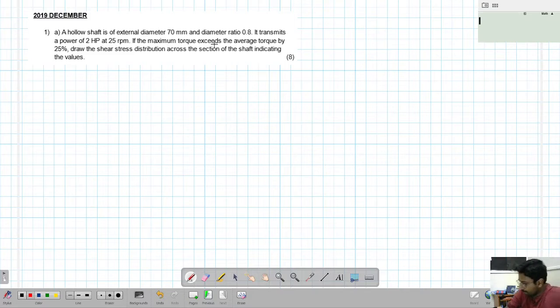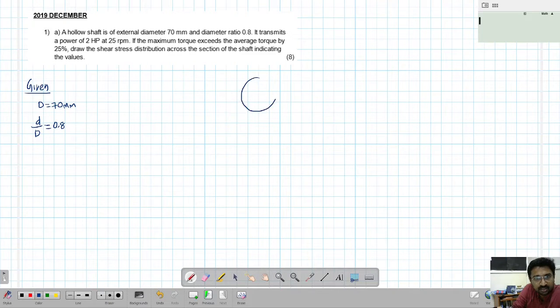Now, the data given is as follows. We have a hollow circular shaft. The external diameter capital D is 70 mm, and the diameter ratio is 0.8. Diameter ratio means it has to be small d by capital D, which is 0.8, because the internal diameter will definitely be less than the external diameter.